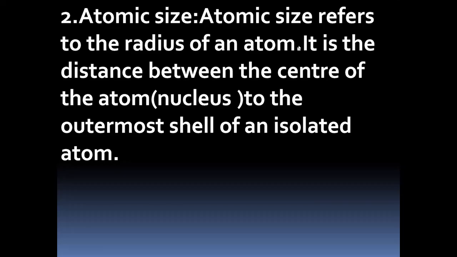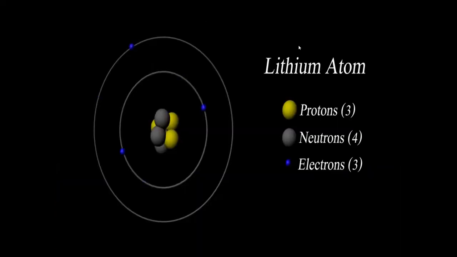The next trend is atomic size or atomic radii. Atomic size refers to the radius of an atom. It is the distance between the center of the atom, the nucleus, to the outermost shell of an isolated atom. So this is a lithium atom. The distance between the center or nucleus to the outermost shell is referred to as atomic radii or atomic size.